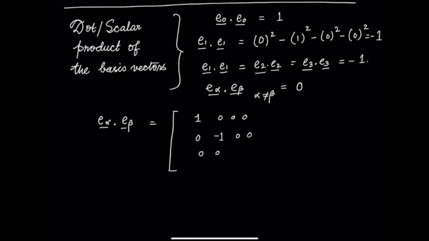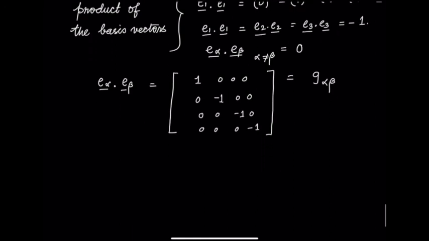Well, this looks like this. Quite a familiar sight, you know. This is nothing but g alpha beta. So yes, that's it. This is g alpha beta, which we have been using so long to define the dot product itself. We'll see the physical significance of that in a later class.